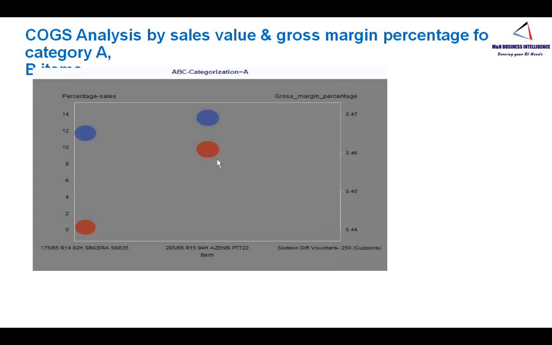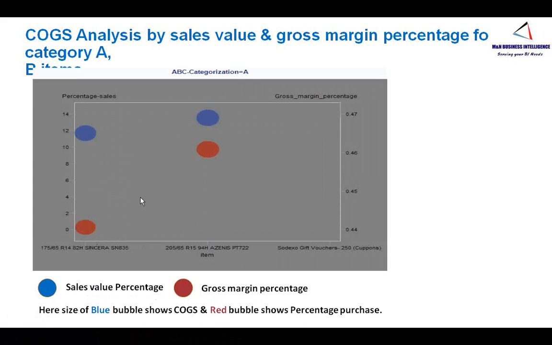Then now let's look at this one. Now this is actually category A. So they are drilled down to the category A, and we are now looking at it. So now we have the sales value percentage and the gross margin percentage. So let's put it this way. The size of the blue bubble shows the cost of goods sold, and the red bubble shows the percentage purchase.